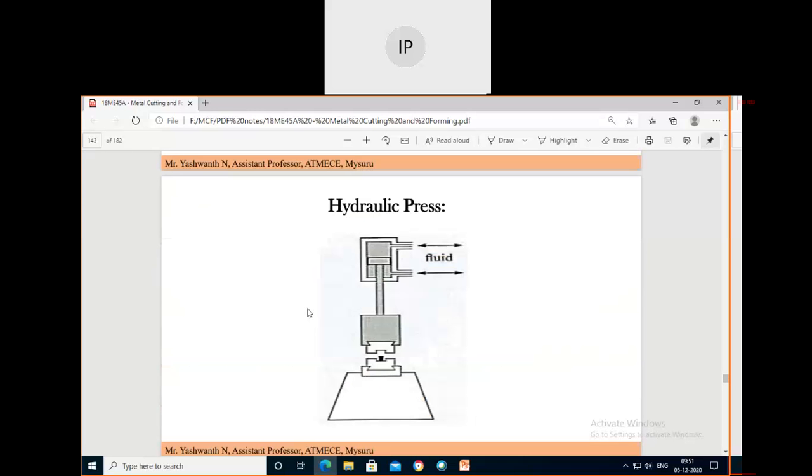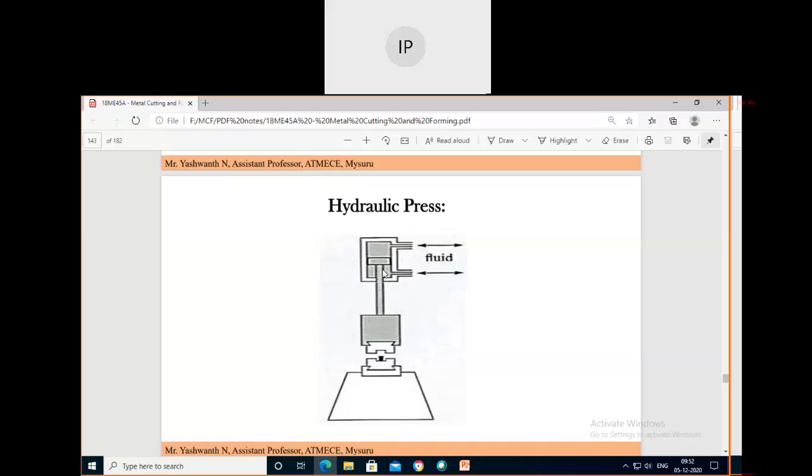So hydraulic presses derive the energy for forging through hydraulic pressure. It means the fluid pressure can be increased or decreased by means of pumps or valves. If you increase the pressure, it is then transmitted to the ram through a piston cylinder arrangement. If you see this diagram here, we have the cylinder, inside we have the piston, and here we use the hydraulic fluid. The fluid pressure inside the cylinder moves the piston up and down.